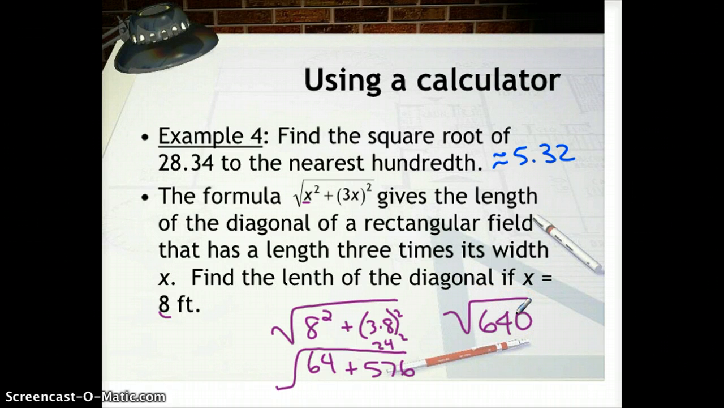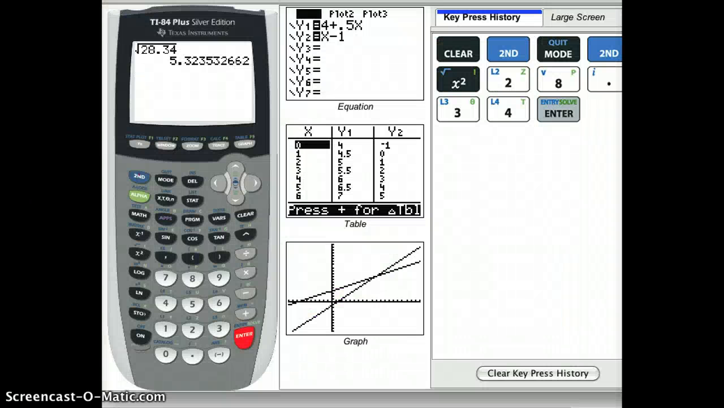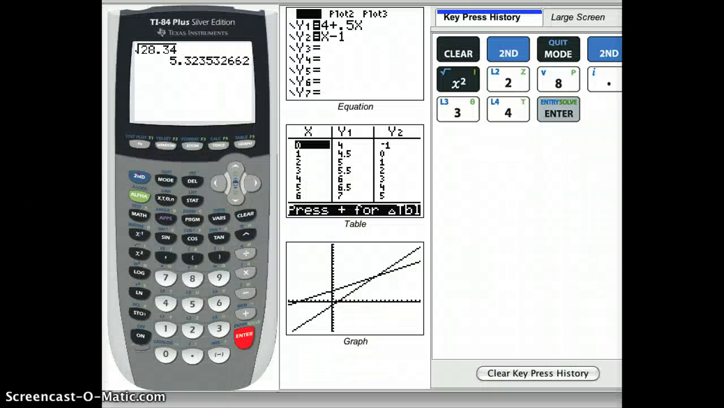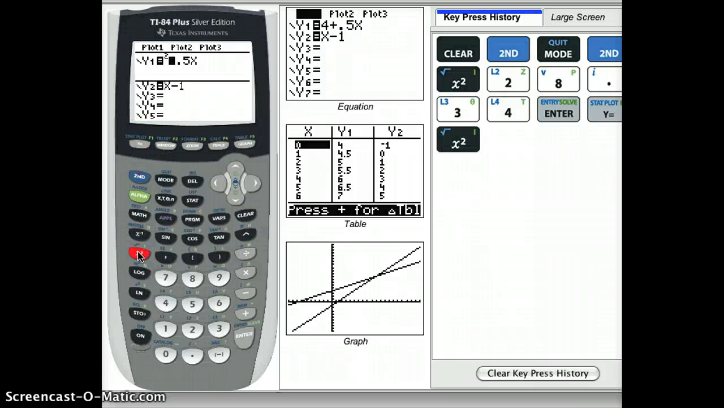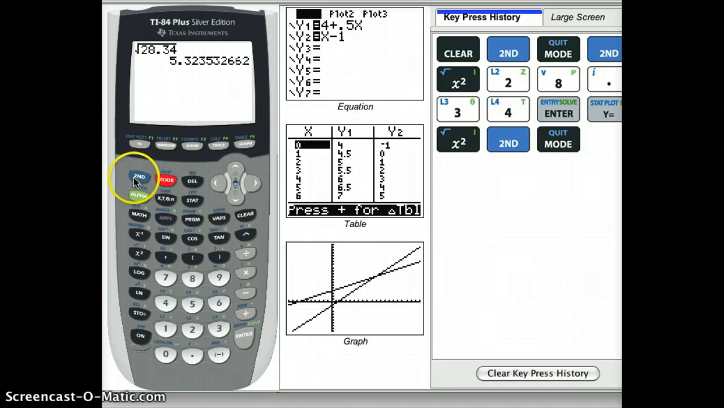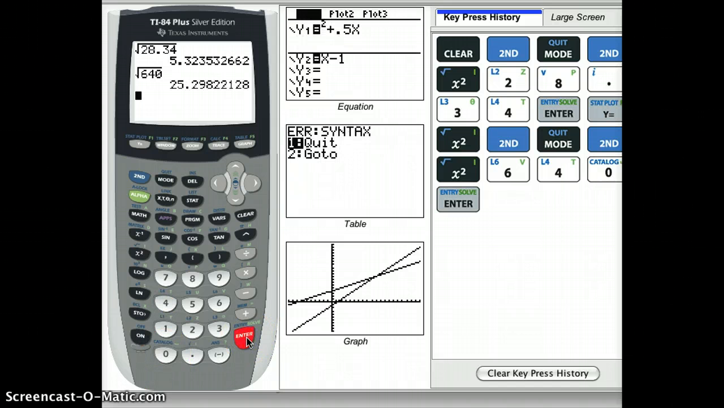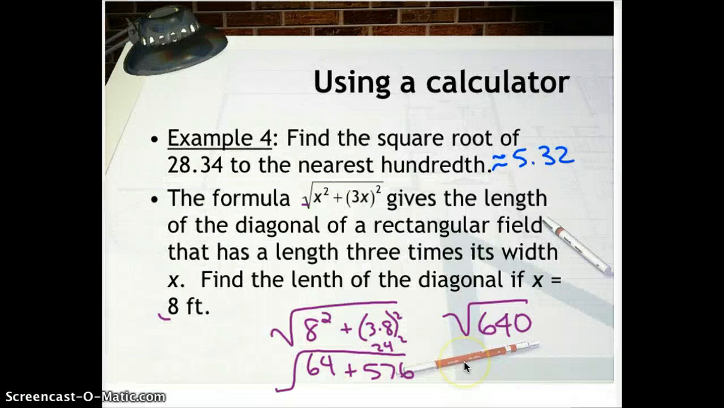It would probably be good to use a calculator if you want a precise answer here. So I'll go back to my calculator. And remember, it's going to be second, square root. I'm going to type in 640 and enter. It looks like about 25.3. I don't think it gave me a specific thing to round to, so I'll round to there. About 25.3 feet seems to be my answer.